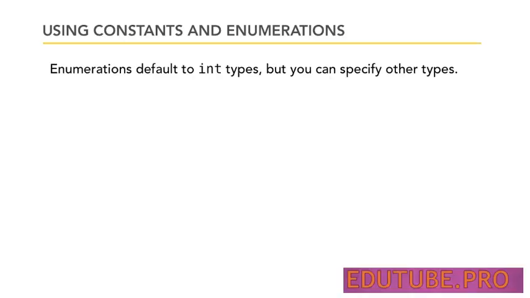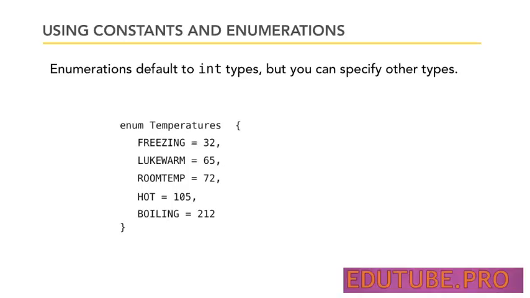Now, we'll learn a little bit more about types in the next section, but just bear with me here for a second. So if we have temperatures and we have all of these values assigned to our temperature enumeration, those default to integers. But if I wanted to, say, assign them to the value of a byte in order to save space in my program for some reason, then I could put a colon there and the name of the type that I want the temperature enumeration to be.